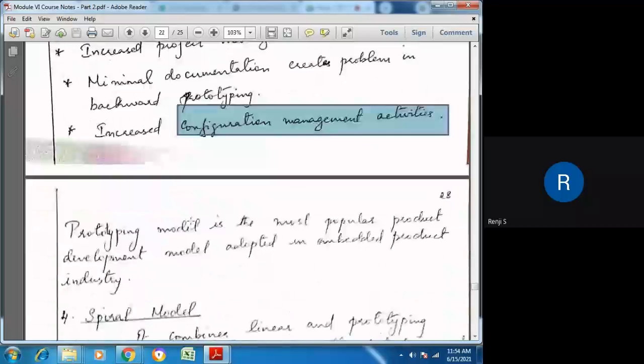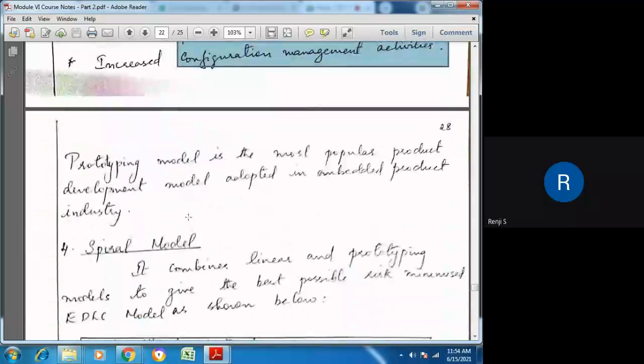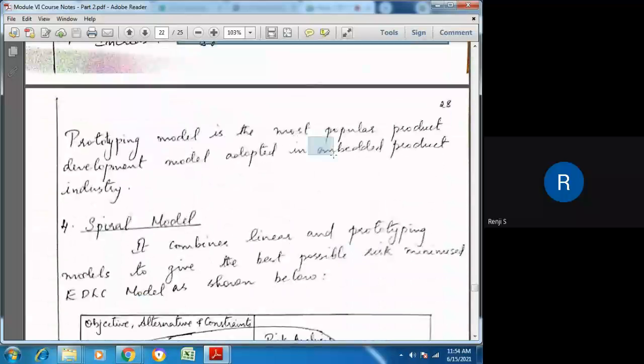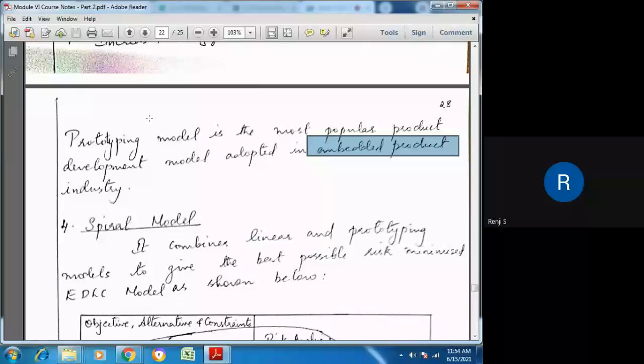So that was the third model, and usually this model is the most popular in embedded product development. Among the four that we have discussed, the most often chosen model for the development of embedded products is the prototyping model, because it is developed in increments and because a prototype is generated at each stage and can be tested in consultation with the customer. So this model is often used.